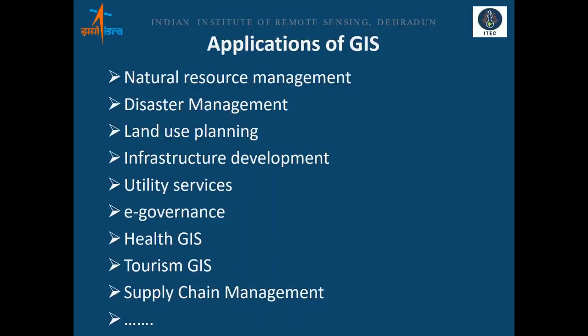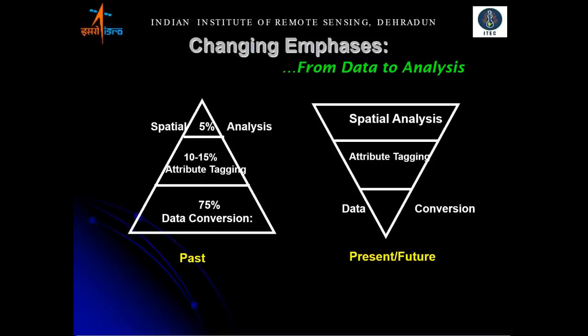So health GIS, or let us say geohealth, is one of the challenging areas where this particular technology can be used. Tourism is also one area. Supply chain management is also a new area where GIS can be used. And of course, the governance application. So the scope is tremendous, and you only have to think in what way you want to use GIS, and ultimately it can provide you some innovative solutions which can help you in decision making.